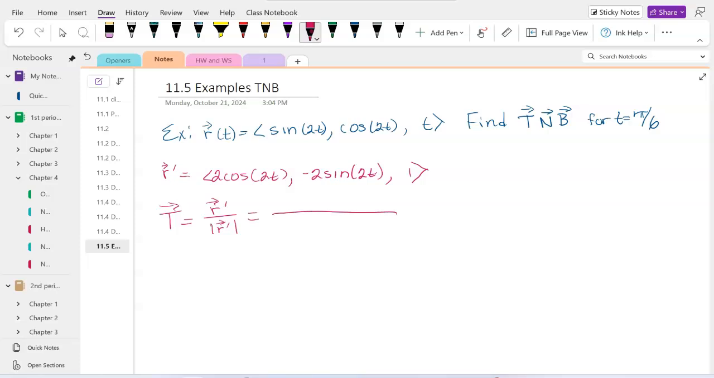So the magnitude, I know when I square this component and add it to that component, I'm going to get that cosine squared 2t plus sine squared 2t. So that's just going to be 1. But then the 2 squared plus the negative 2 squared is going to give me the 4. So I'm comfortable just putting that 4 here for the magnitude, and then 1 squared is 1. Pretty quick. And then I'm just going to rewrite r prime.